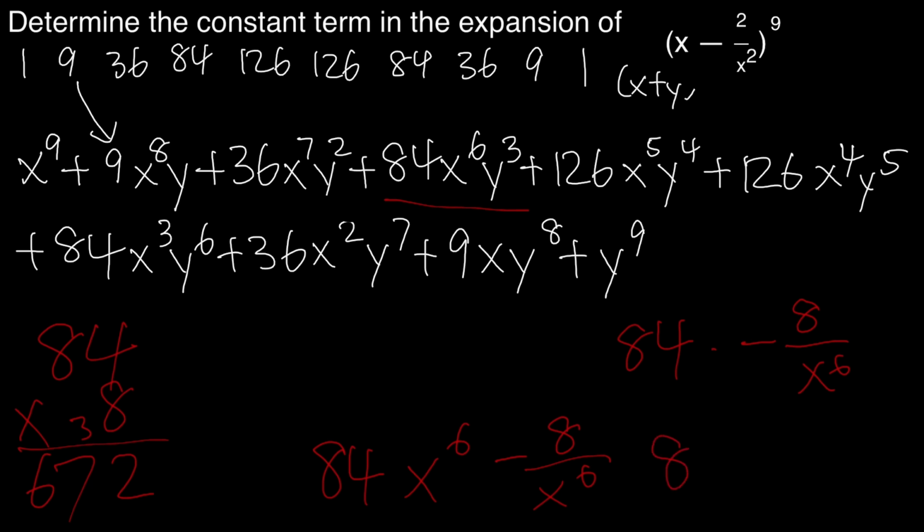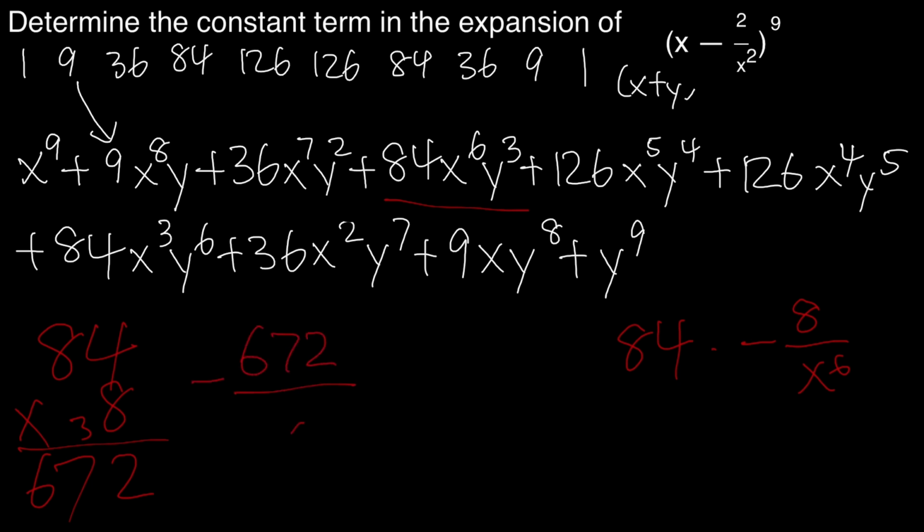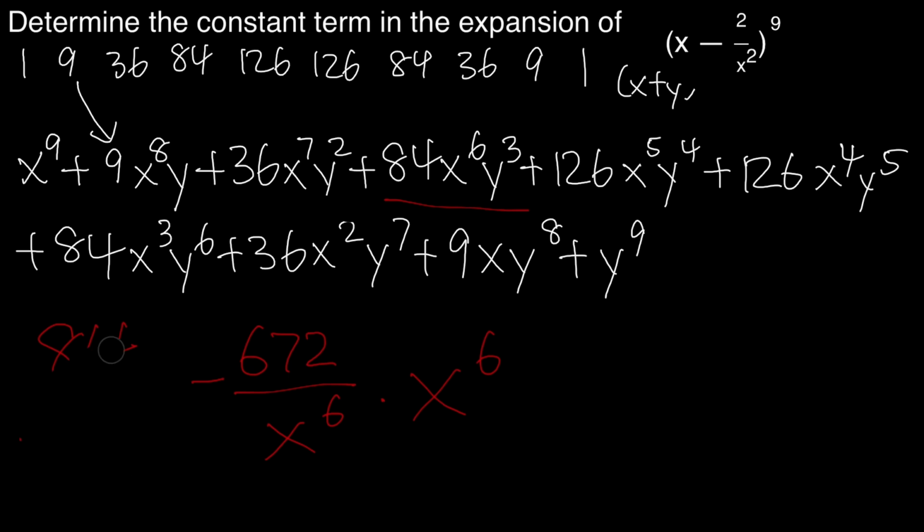So now the 84 is gone, and now we are just left with negative 672 over x to the 6th times x to the 6th. Now that already seems simple enough, but it's still not a constant yet. How are we going to turn it into a constant? Well, you can see we have x to the 6th right here, but how are we going to eliminate it?